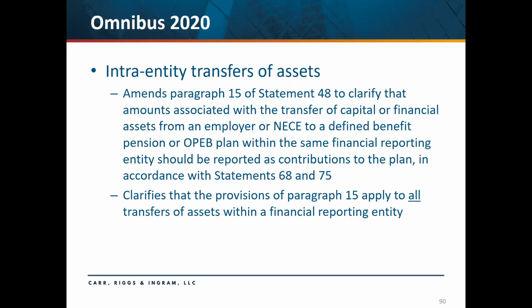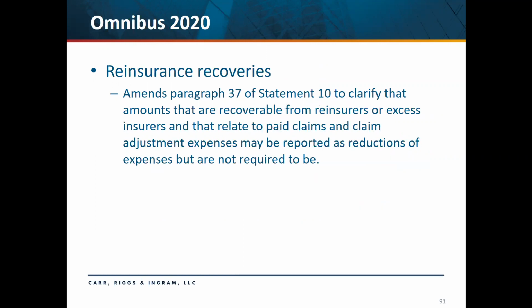And then I think lastly, the last thing within the Omnibus 2020 was some reinsurance recoveries. So just amending one of the paragraphs in there to clarify that the amounts that are recoverable from reinsurers are excess insurers and claims to be paid. They need to be reported as reductions of expenses, but not required to be. If you've got a recovery, you're normally going to reduce that expense. They don't have to be. It's not necessarily your revenue. You can reduce it the other way.